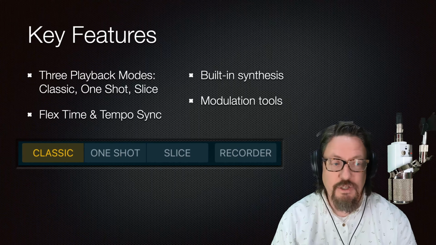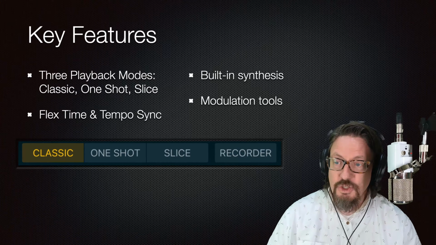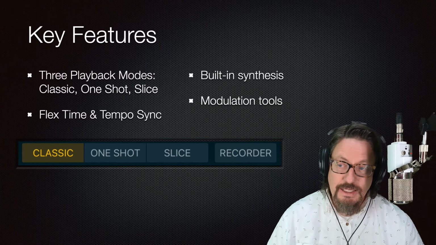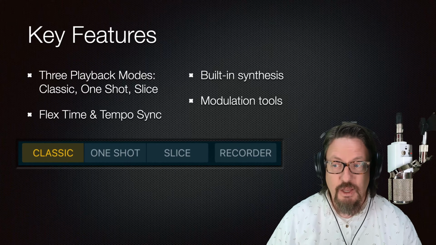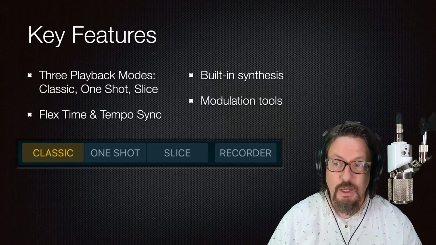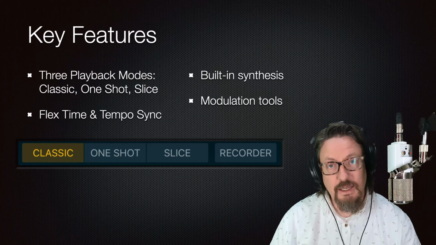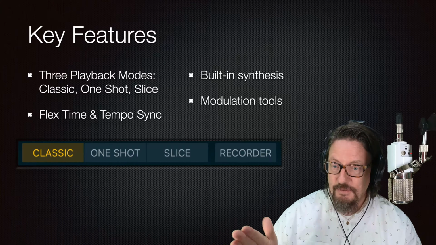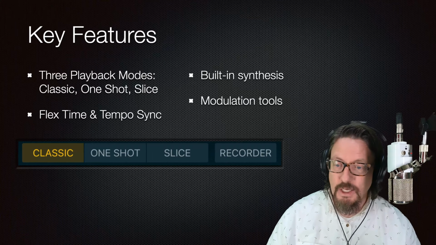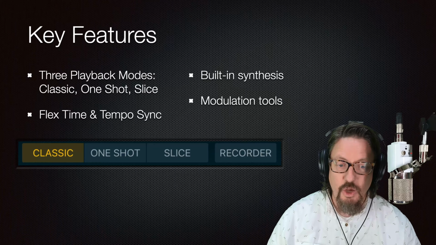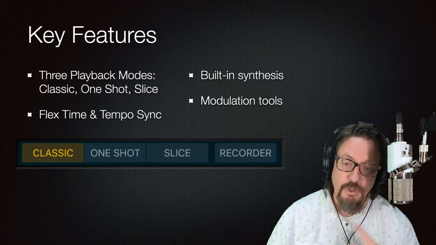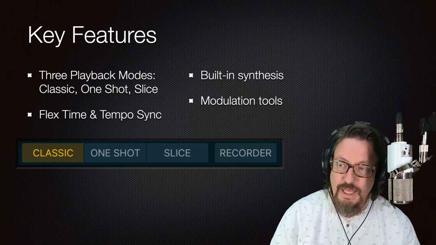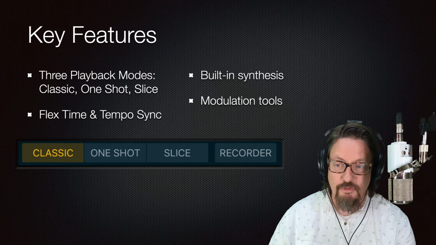Some of the key features that we're going to look at. There's 3 playback modes: classic, one shot, and slice. My favorite is slice, but the other 2 have their purposes as well. Classic just means it's like a classic sampler. You have a file, you set a left start point and a right end point, and then you can trigger that note and you can actually have it loop to have a part that just plays continuously. And so that's nice. The one shot means it's going to play the file from beginning to end.